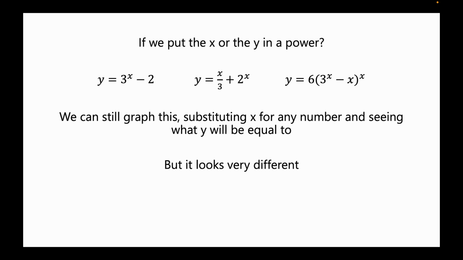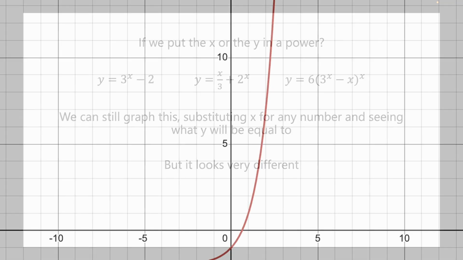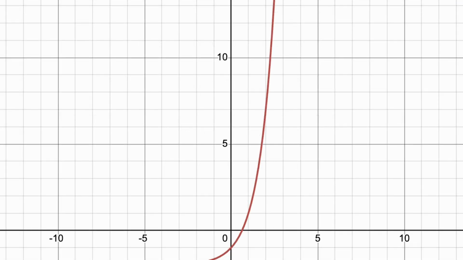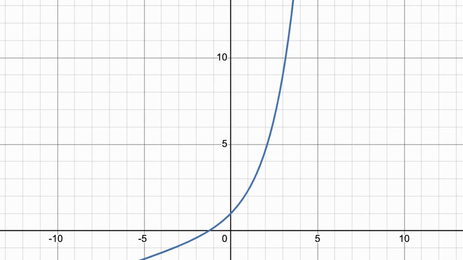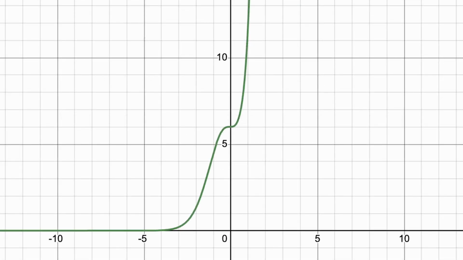So the power changes. We get y equals 3 to the x, take 2 instead. So whatever x is, you put 3 to that power, and then you take 2. Same with y is x over 3 plus 2 to the x, or y is 6 lots of 3 to the x, take x all to the power of x.